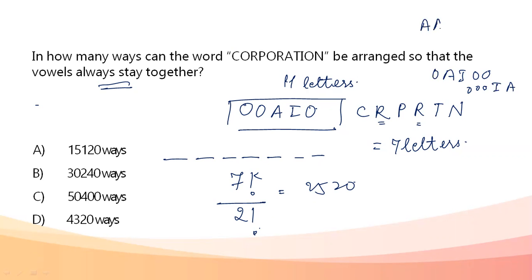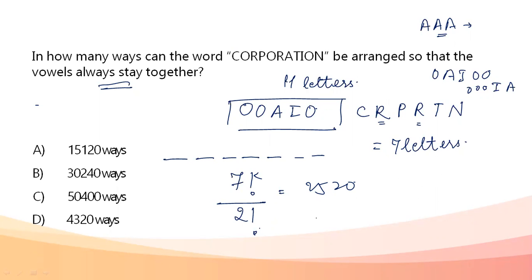Previously, we didn't consider the internal arrangement of A and A because there is just one way of arranging them. Any A can go at any space and it is going to be the same arrangement. But here it is different, so we have to consider the arrangement of these 5 vowels.